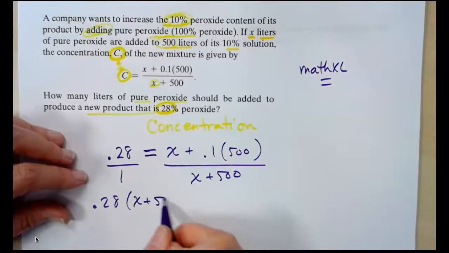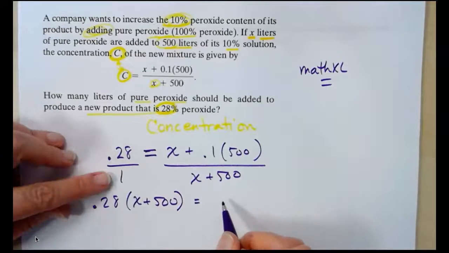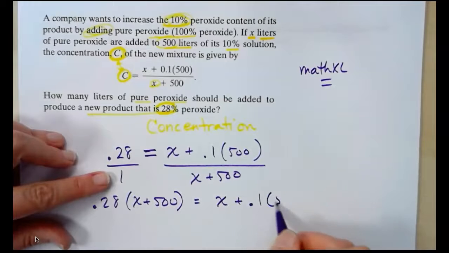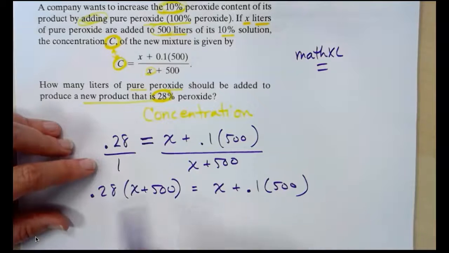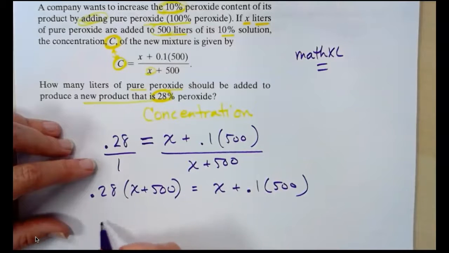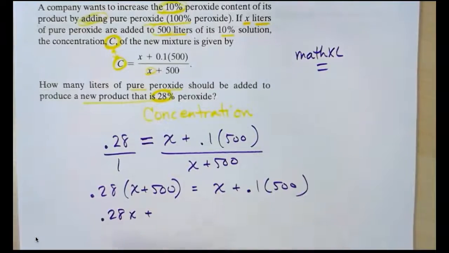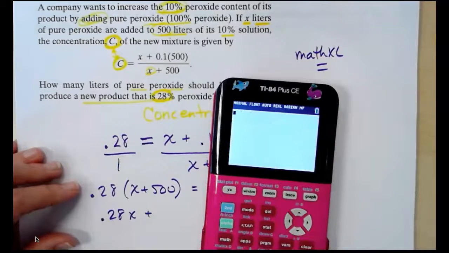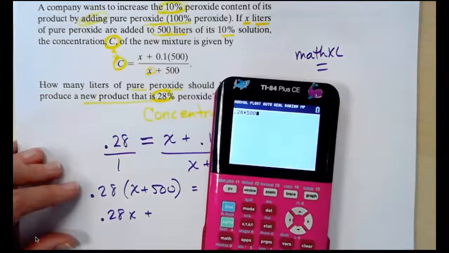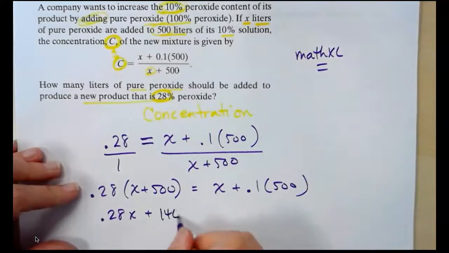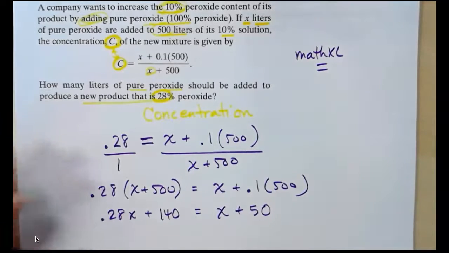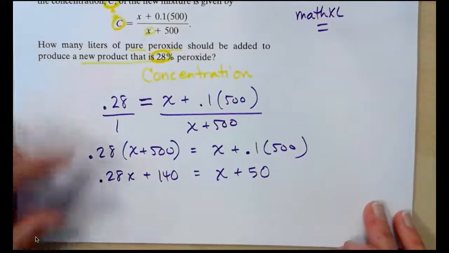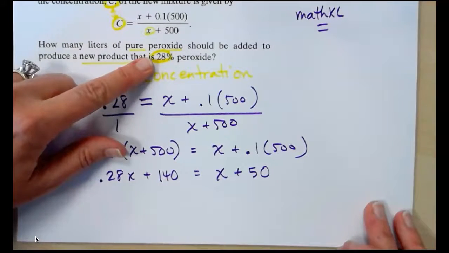0.28 times X plus 500 equals 1 times X plus 0.1 times 500. 1 times anything is the identity. It just stays that. So now we've got 0.28 times X plus 500, so 0.28 times X, 0.28X, and then 0.28 times 500, which is 140, equals X plus 10% of 500, which is 50. So this is what the equation turns out to be, which is not challenging.